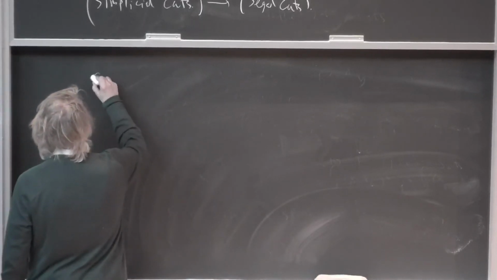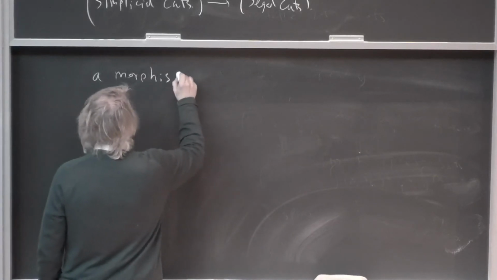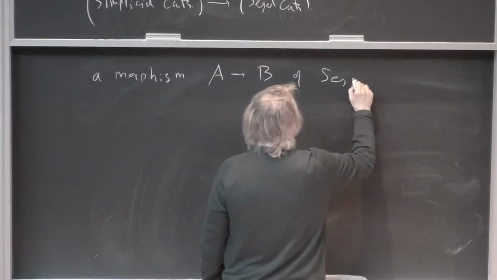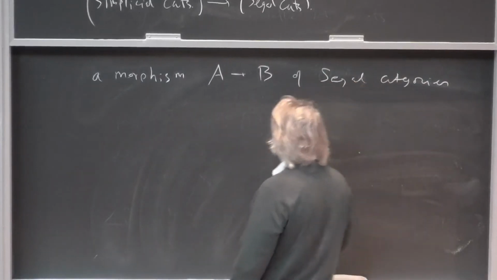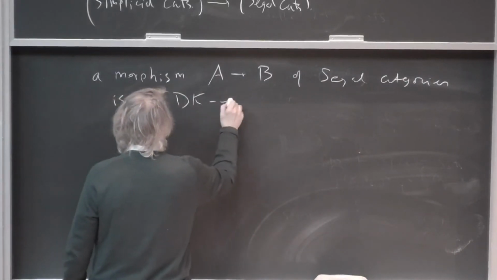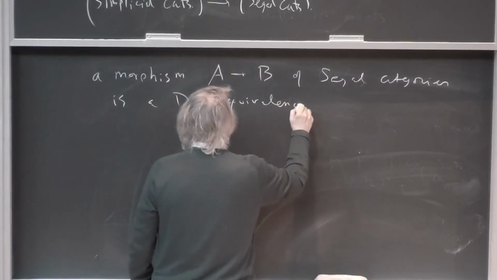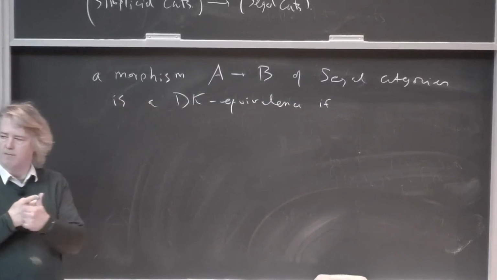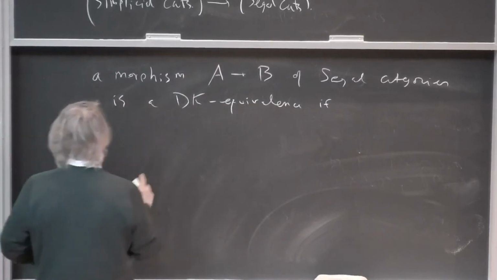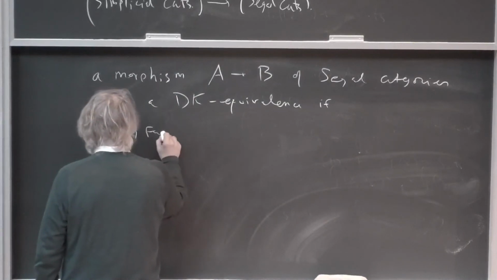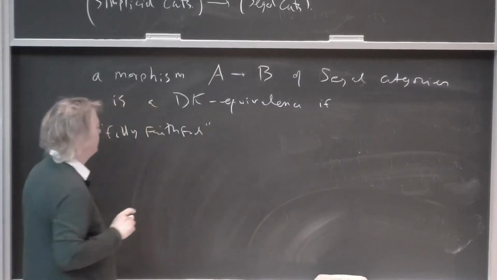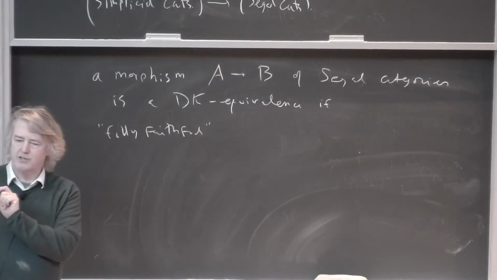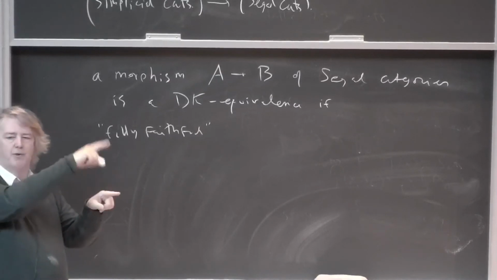So a functor, so a morphism. Now the new B is not necessarily a simplicial category, but a morphism is a Dwyer-Kan equivalence if two things hold. So now we just copy the notion of fully faithful and essentially surjective. Okay, so fully faithful: what does fully faithful say for categories? It says if you have two objects in the first category, then the space of maps from those two objects maps isomorphically to the space of maps between f of x and f of y in the second category.